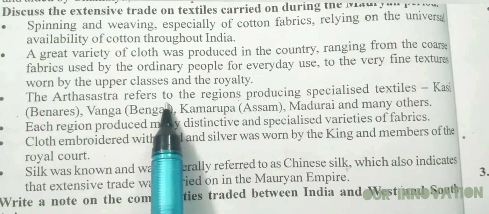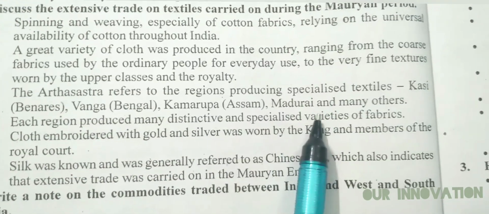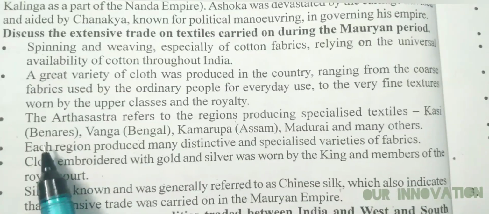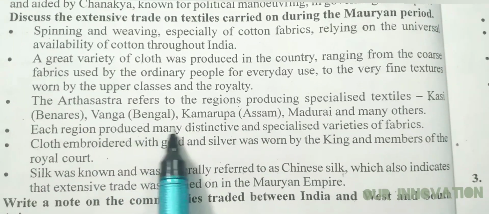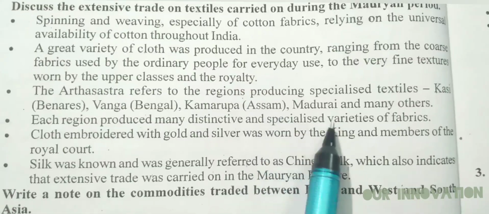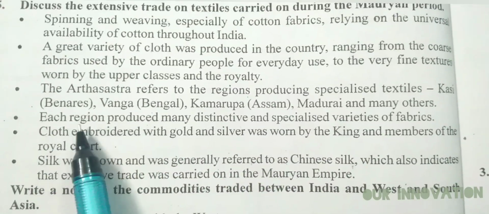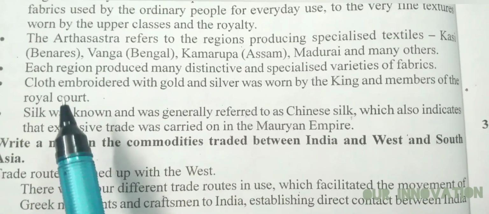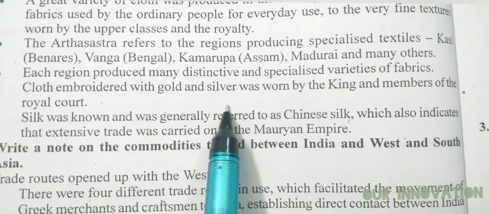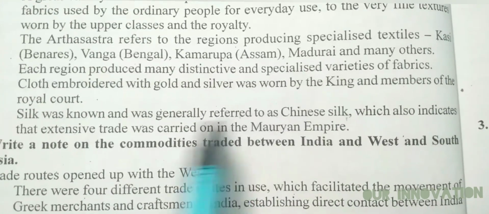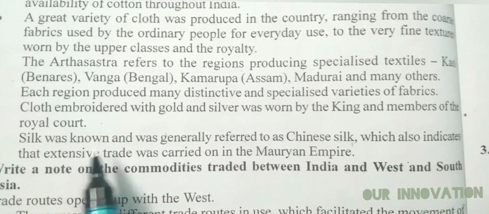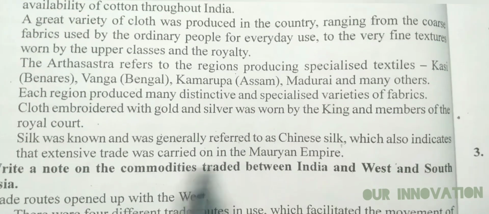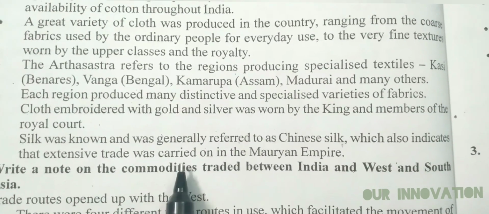The Arthashastra referred to the regions producing specialized textiles: Kasi, that is Banaras, Vanga in Bengal, Kamarupa in Assam, Madurai, and many others. Each region produced many distinctive and specialized varieties of fabrics. Cloth embroidered with gold and silver was worn by the king and the members of the royal court. Silk was known and was generally referred to as Chinese silk, which also indicates that extensive trade was carried on in the Mauryan Empire.